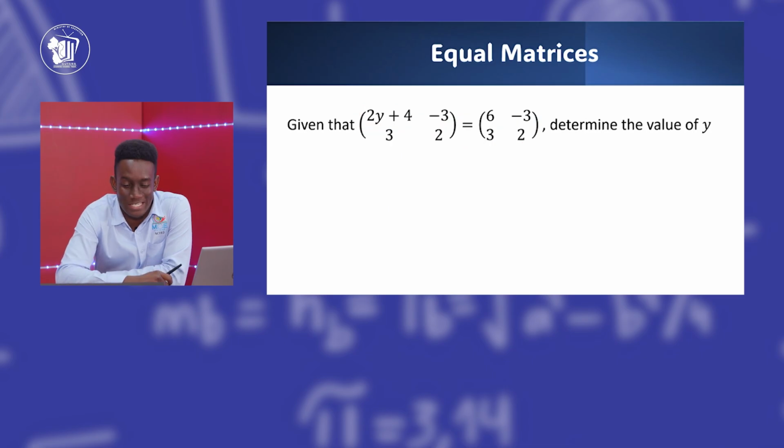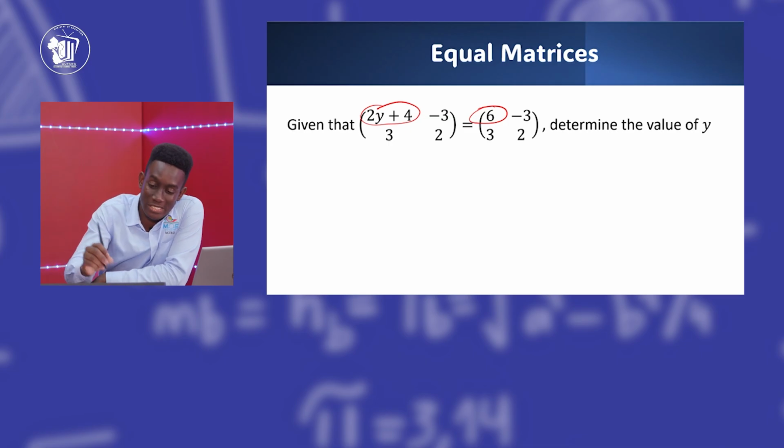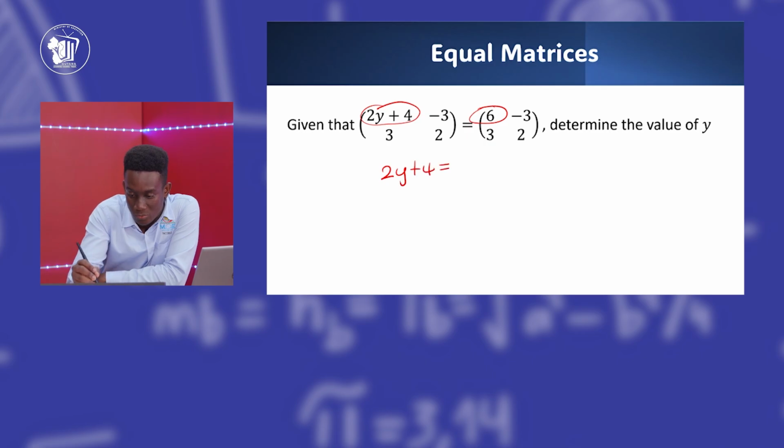This example says, given that we have the matrix 2y plus 4, negative 3, 3, and 2 is equal to 6, negative 3, 3, and 2, determine the value of y. In this case, we're dealing with equal matrices and we want to find the value of this y here. All of the corresponding elements are equal. So we need to correspond this with its corresponding element, which is 6. So we can set this up as 2y plus 4 is equal to 6.